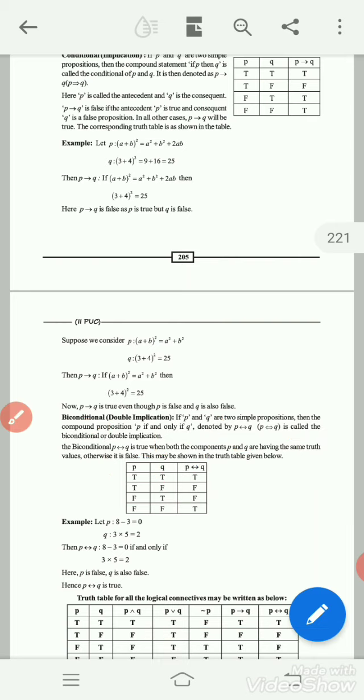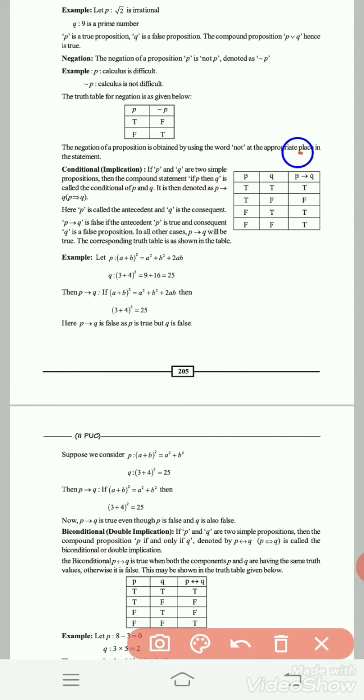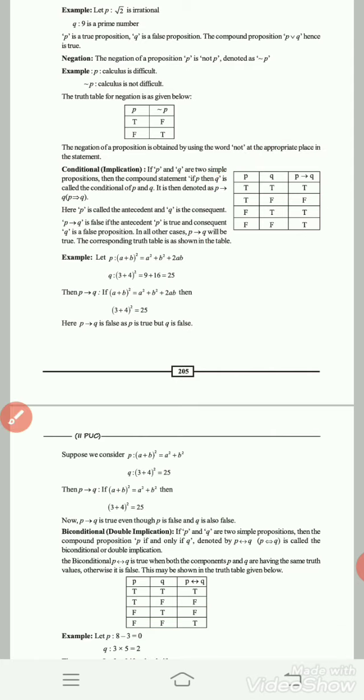This is the truth table for the conditional statement P, Q. P implies Q. If both the statements are true, P implies Q is also true. If the first one is true and the second one is false, then it is false. In all other 3 cases, it is true.